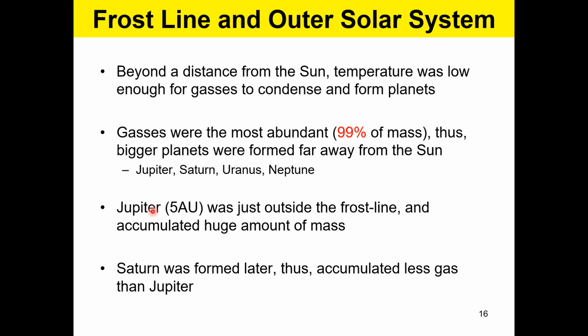Jupiter is about 5 astronomical units away. You know what this means, right? AU, astronomical unit. That is about 150 million kilometers, the average distance from the Earth to the Sun. And if you go 5 times that, in that area a lot of gas and dust came together to form Jupiter.